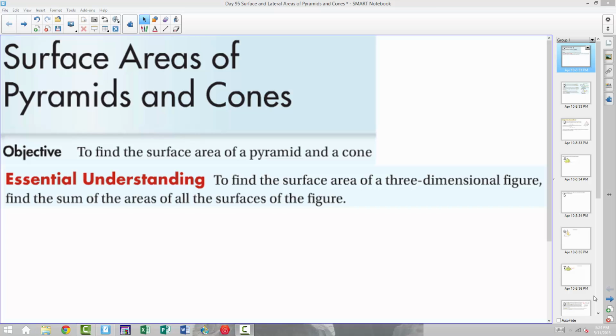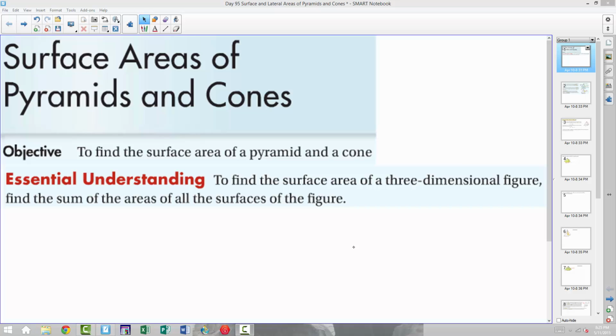Today's video lesson is on surface areas of pyramids and cones. Objective: to find the surface area of a pyramid and a cone. You should understand that to find the surface area of a three-dimensional figure, which is a polyhedron, you can find the sum of the areas of all the surfaces of the figure.